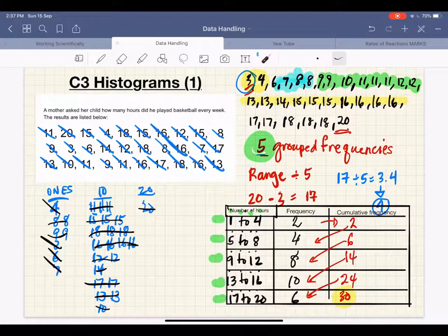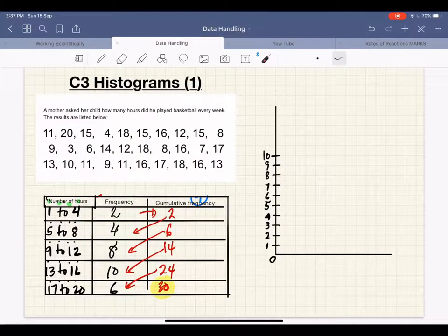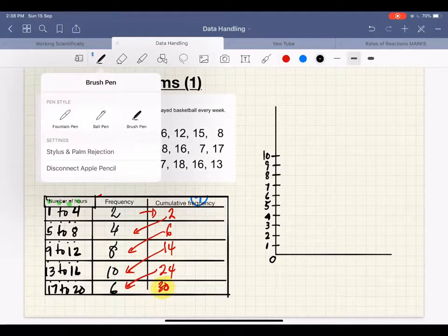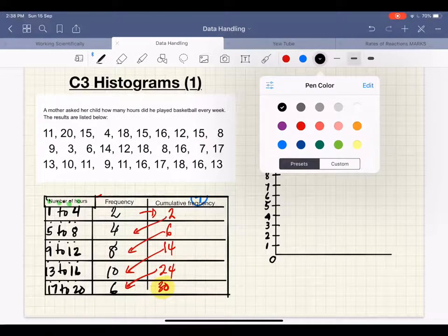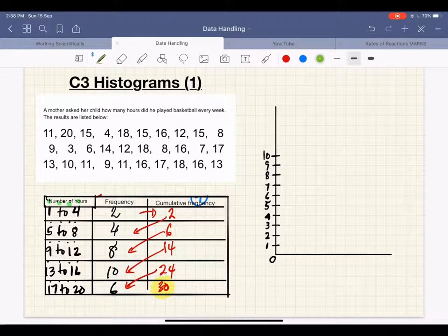So let's go back to this one. I moved the table over here. We know that each class has a width. Width is how wide the spread of the values is, which is 4. So we have 1, 2, 3, 4, 5, 6, 7, 8, and so on to 17, 18, 19, 20. So let us put our graph over here. Let's try green.